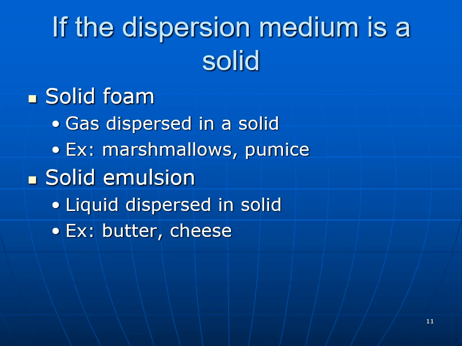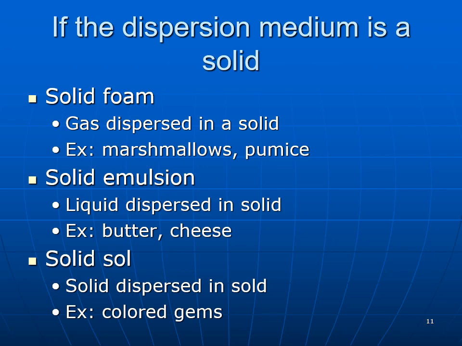And now we have a solid emulsion, where we have liquid dispersed in a solid. Butter and cheese are classic examples here. And then lastly, we have solid sol. This is when we have a solid dispersed in a solid.